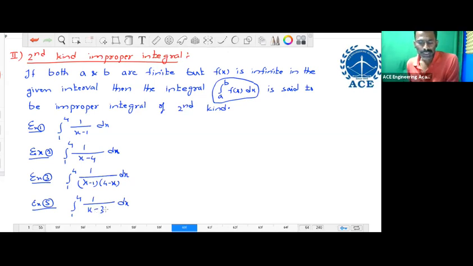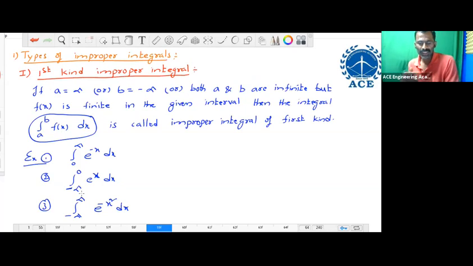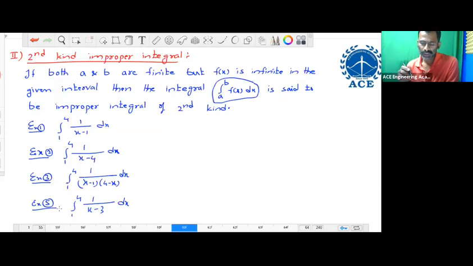All these are improper integrals. Directly by looking at this integral, we cannot say. In the previous one, just by looking at the integral, we can directly say it is improper because of the infinite limit only. But here, limits are finite. Whenever limits are finite, these integrals may be proper or improper. That depends on the function. Limits are finite, then we should check the function. Function is finite or infinite.